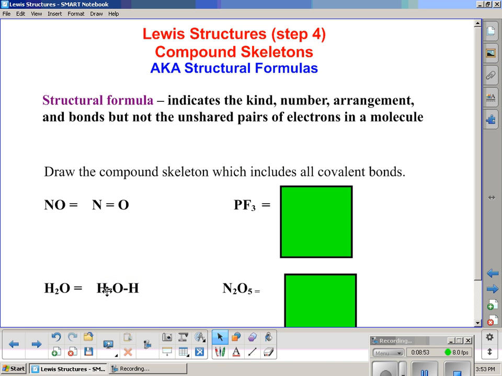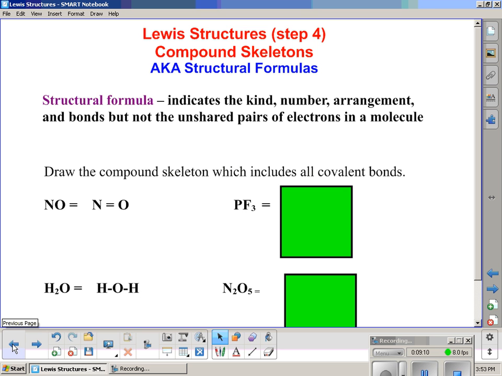So when we go to our compound skeleton here for water, oxygen's in the middle, single bond to each hydrogen. Hydrogen will only ever have a single bond because when it bonds it only wants 2 electrons and it only has 1 to share anyway. So hydrogens are kind of a gimme in that respect. They'll only ever have single bonds to them.